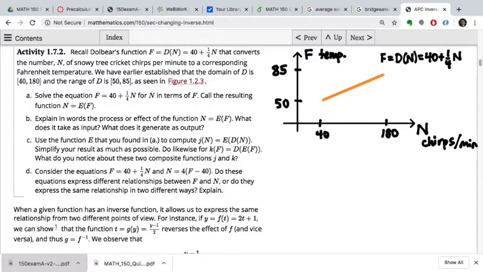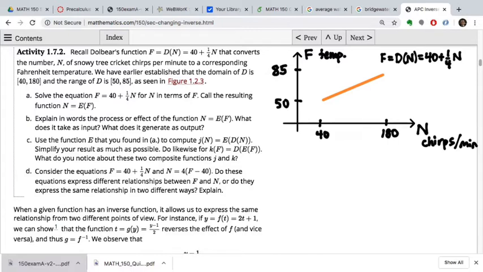So the first thing that you end up doing in this activity, right, you're given the function f, the Dolbear function. Actually, the function's name is d. It turns the number of cricket chirps per minute, n, into the outdoor temperature in Fahrenheit, f, and it follows this algebraic formula. So if I want to know what the inverse of this function is, then what I'm really asking is to reverse the roles of input and output.